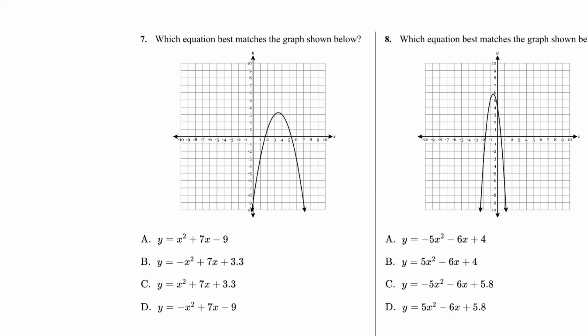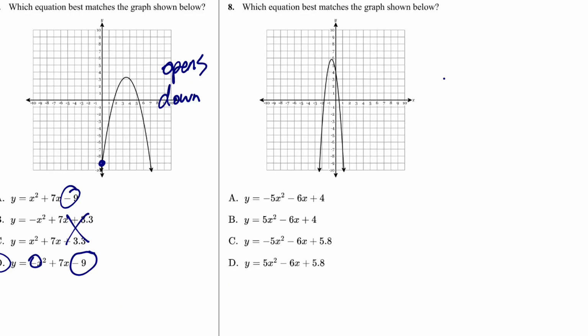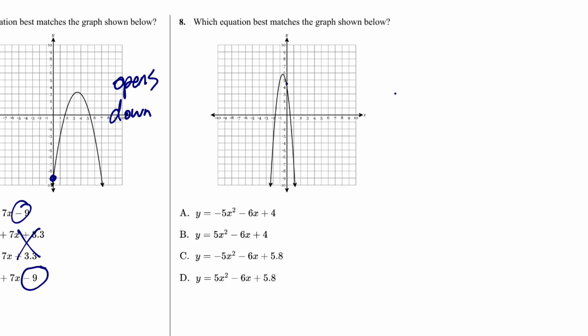To match the graph here, we're going to look at things like the y-intercept, which is negative 9. So it's either this one or this one. It's not b or c. And then because it opens down, we know that the a value has to be negative, so we're going to pick D. Number 8 has a y-intercept of around here, which is 4, so it's not these. And it opens down, so we're going to pick A.